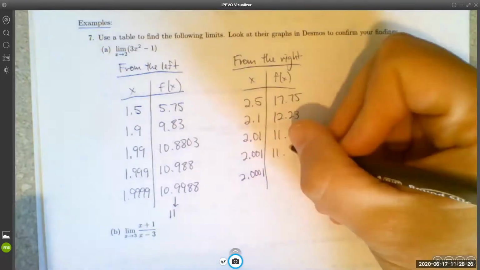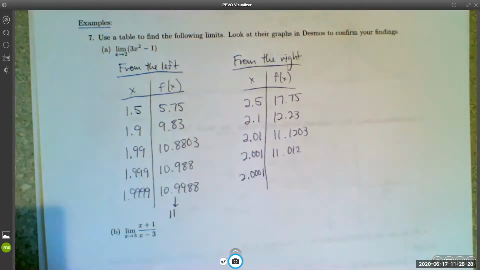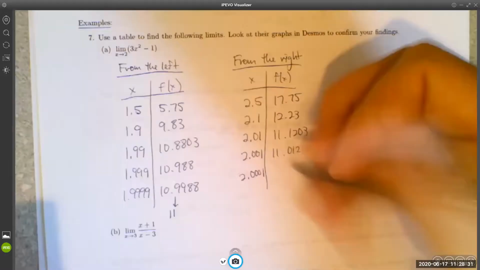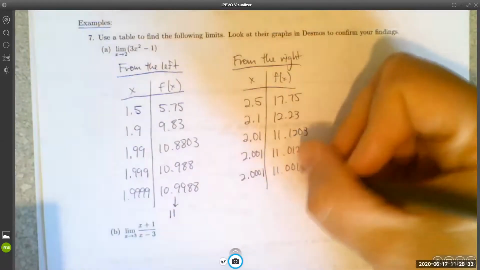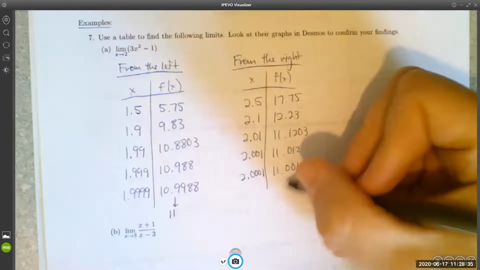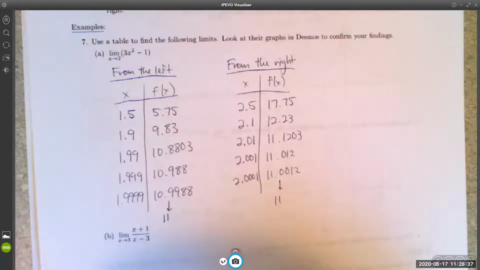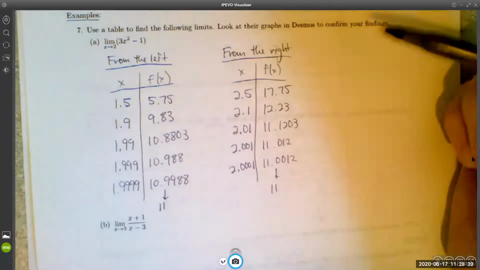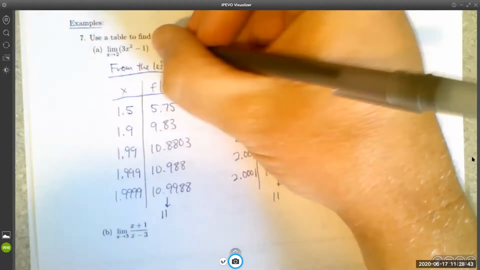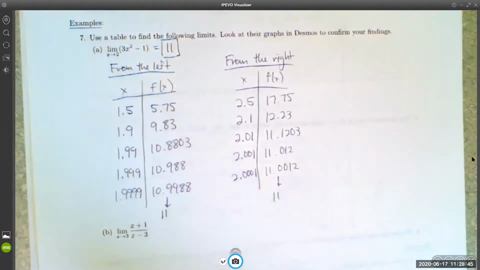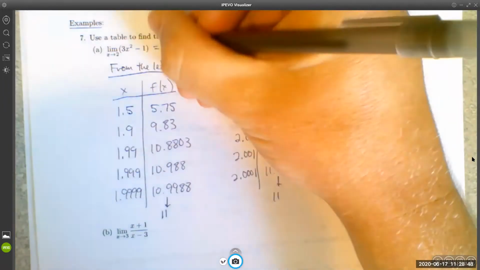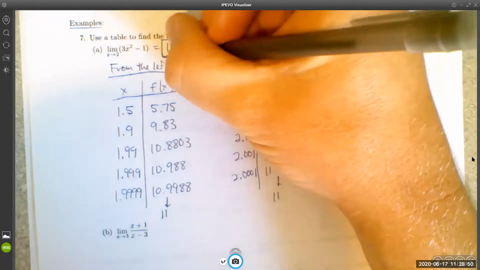Here we get 11.012. Here we get 11.0012. So yeah, it seems like we're approaching 11 again from the right. So there you go. You're approaching the same value from both directions. So this limit, it seems like, is 11. Okay? And so that's how you would use tables to determine what a limit is.